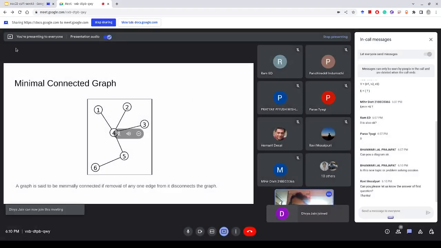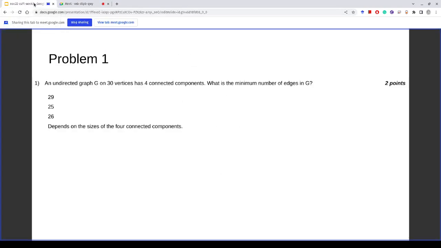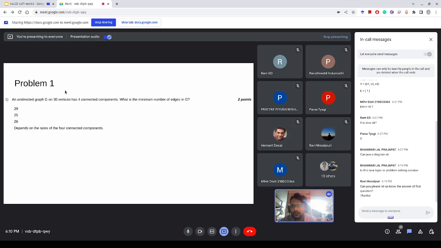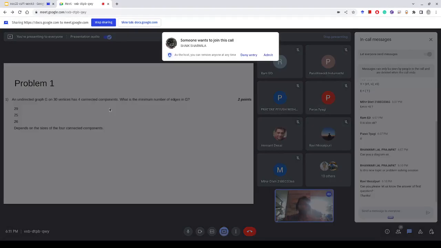Okay, so basically coming back to the question, now you know the definition of a minimal connected graph. So now again look at the question here, and you are given an undirected graph G. You are given that there are 30 vertices and there are 4 connected components. In the 30 vertices, you'll see these 4 subsets such that the vertices within each subset are connected. And now you are asked what would be the minimum number of edges in the whole graph G. So think about it and answer.